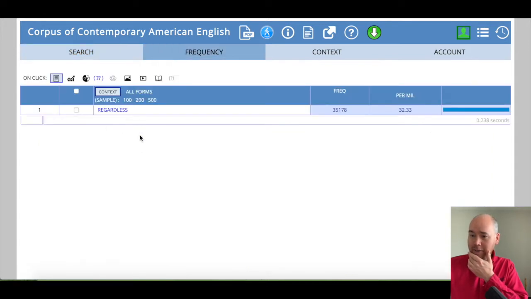And what do we get? Okay. So, this does not look like a dictionary, right? It did not tell us the meaning. All we got is the word plus something called frequency and per million.